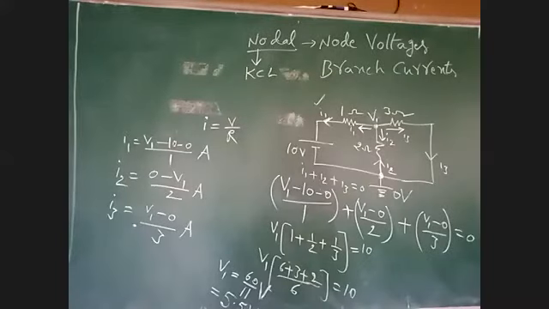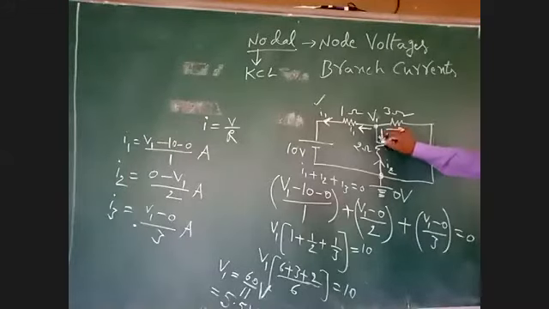A negative value implies that the direction of the current is opposite to that; it is flowing from ground to node. Sir, for I2, V1 minus 0 by 2, no? If we consider the assumption V1 minus 0 by 2, but the actual direction they are giving is opposite to this direction.